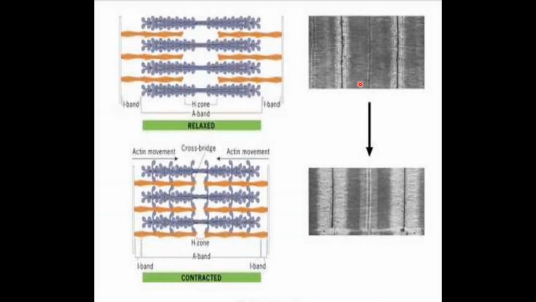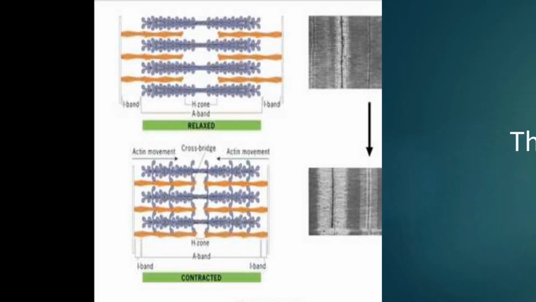If you see this picture, this is the lighter band, this is the darker band. In the lighter band we have the dark line which is called the Z disc. And in the dark band or the A band we see there is a lighter zone. In this picture you can see the lighter zone, which is called the H zone, and in the center of the H zone we have a line which is called the M line. Thank you.